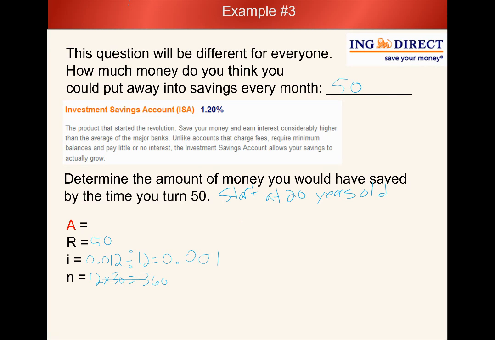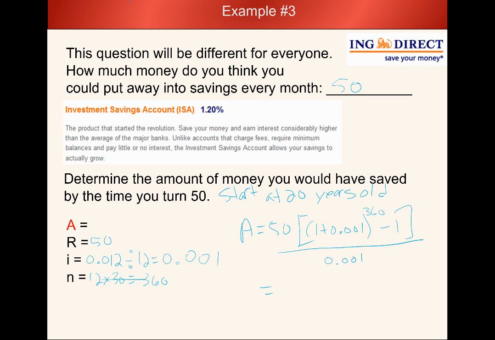And now I'm going to my formula. A equals R, where R is $50, times bracket 1 plus that interest rate, 0.001, to the power of 360, minus 1, divided by that interest rate again, 0.001.